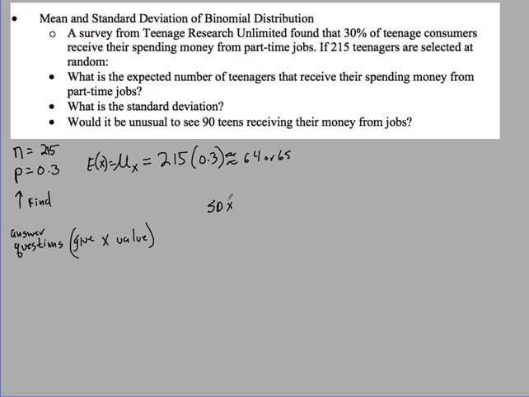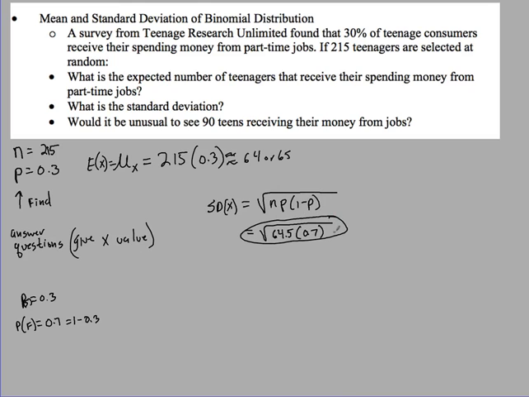This is a formula. If you guys have a formula sheet, that's good. If not, I'll probably put the formula sheet up there for you. So this is square root of n p times 1 minus p. I think 64.5 was my n times p. 1 minus p is 70%, because if p is 0.3, that's a success, the probability of success. So the probability of a failure would be 0.7, which is just 1 minus 0.3. Run that number in your calculator and that's what you get.